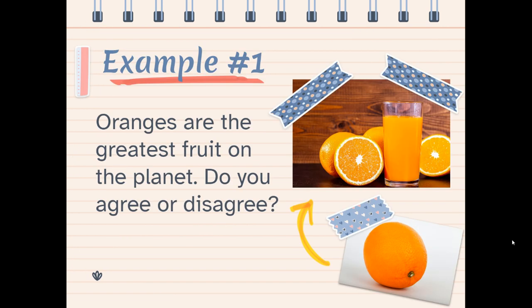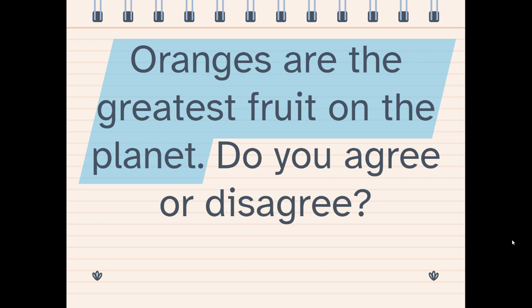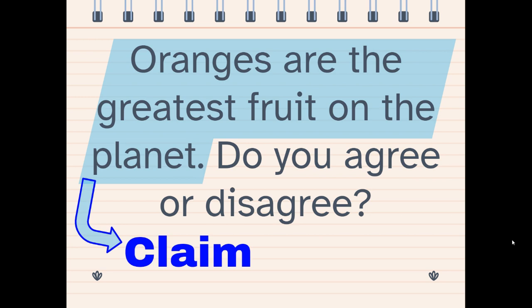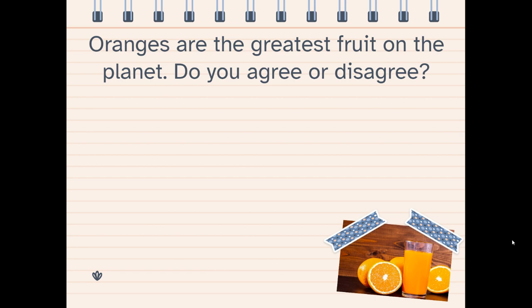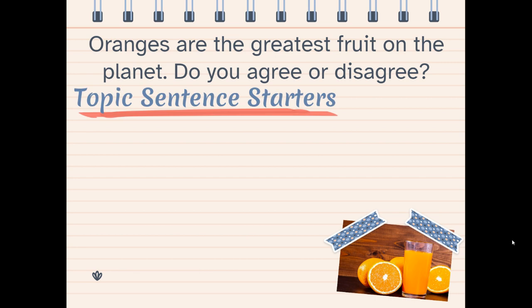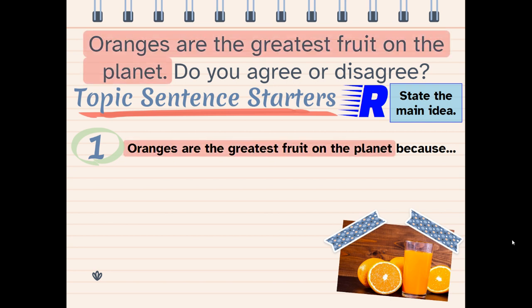So here's an example. Oranges are the greatest fruit on the planet. Do you agree or disagree? Breaking this down, the first part, oranges are the greatest fruit on the planet, that's a claim that you are going to be answering. And it's asking you, do you agree or disagree? That's a position that you need to take, one or the other. So oranges are the greatest fruit on the planet. Do you agree or disagree? I want you to use as many words as possible to begin your answer. So to restate the main idea, guess what? I can just say oranges are the greatest fruit on the planet because.